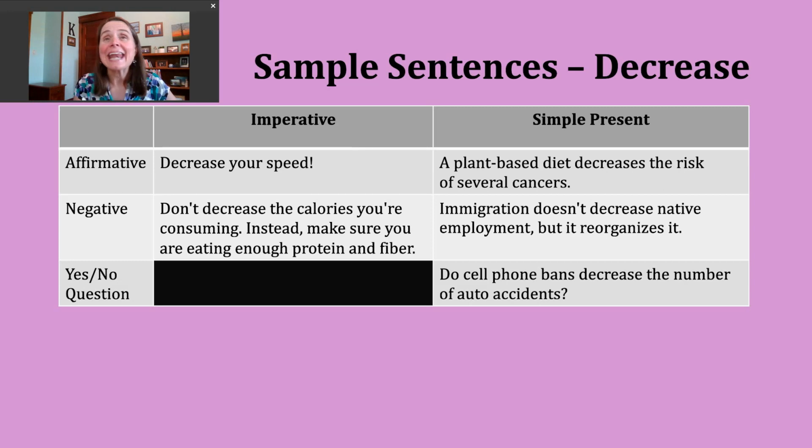Now, if you want to make a negative imperative sentence, what you can do is start with do not and then use the base verb, or you could use the contraction don't and then the base verb. Here's another example of this. Don't decrease the calories you are consuming. Instead, make sure you're eating enough protein and fiber. I saw advice like this recently in a book I was reading just about our nutrition and exercise as we age. And so this was this person's command to the readers.